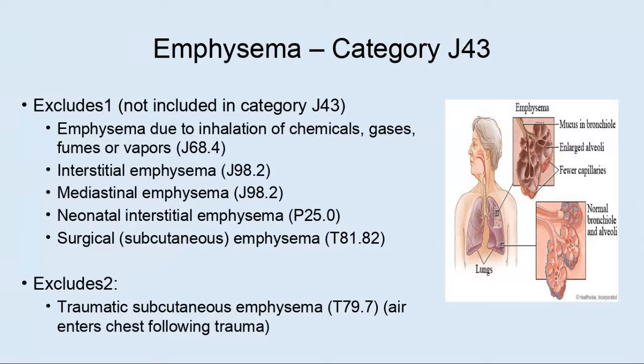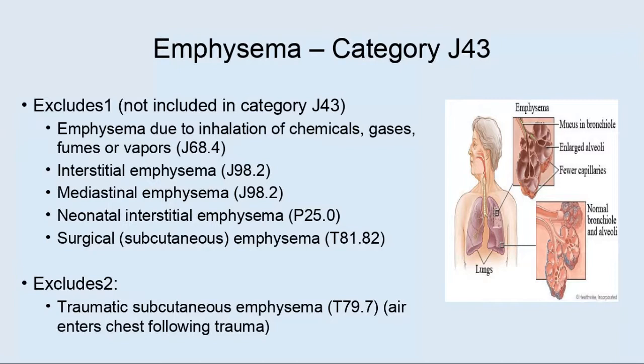Emphysema is coded from J43 in most cases when it is coded. But here's a list of other kinds of emphysema. Excludes1, not included in J43: emphysema due to an inhalation of chemicals, gases, fumes, or vapors; interstitial emphysema, mediastinal emphysema, neonatal interstitial, and surgical emphysema. Those are all not included in J43.